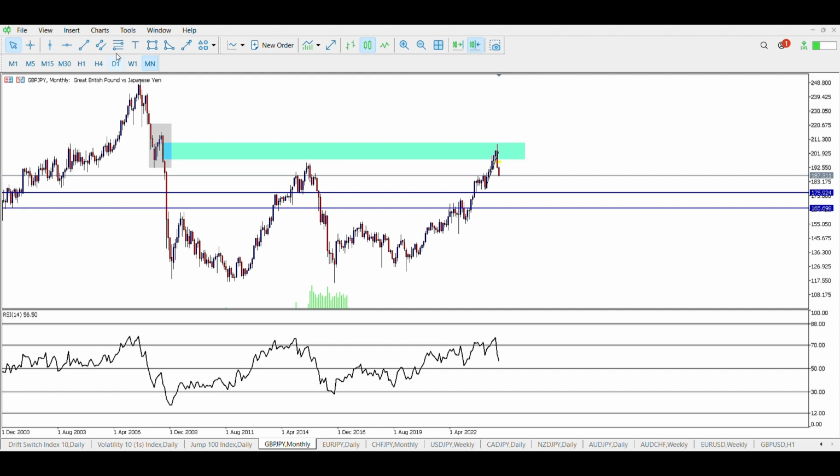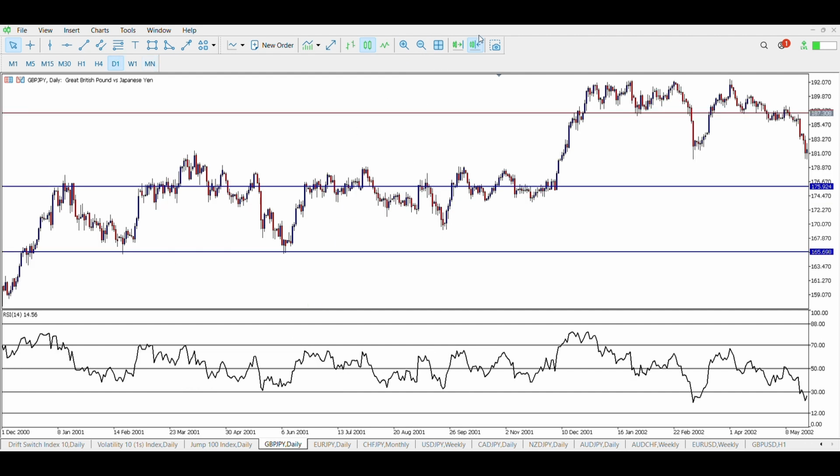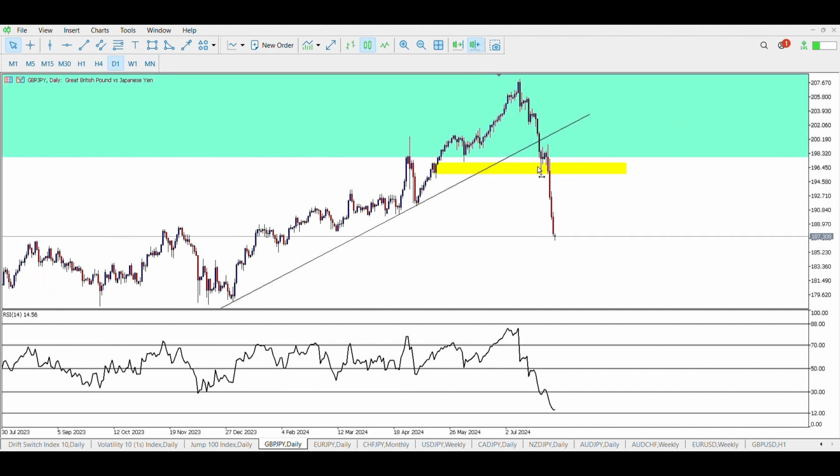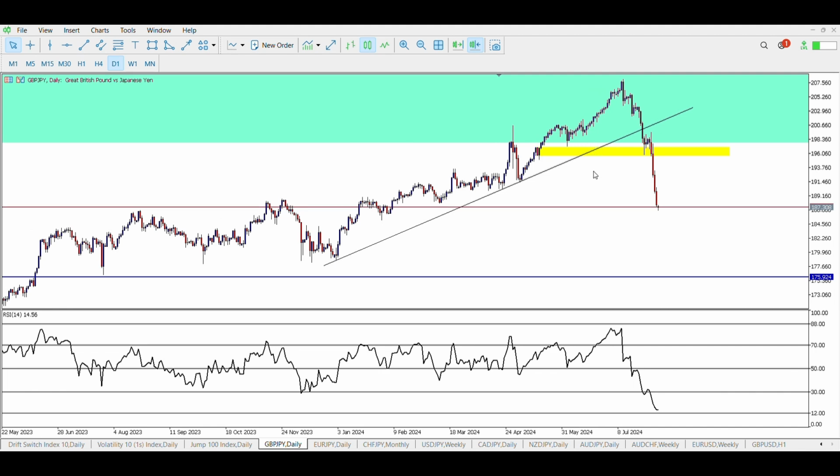And so if you go to the daily, on the daily we had another trend line breakout, and this has been selling massively ever since. This is 1, 2, 3, 4. So the previous week it's just been a massive sell all throughout the week.